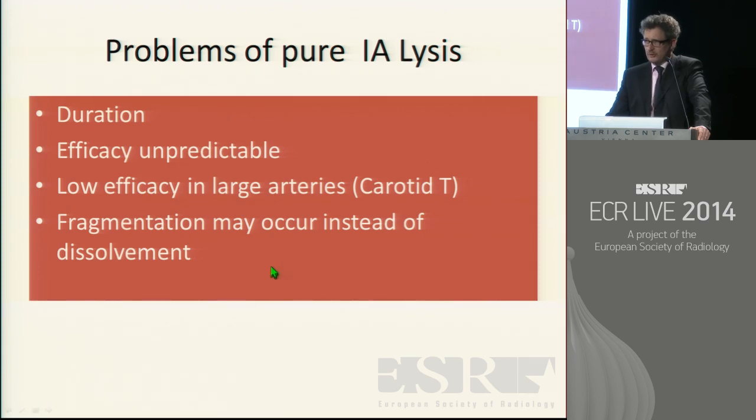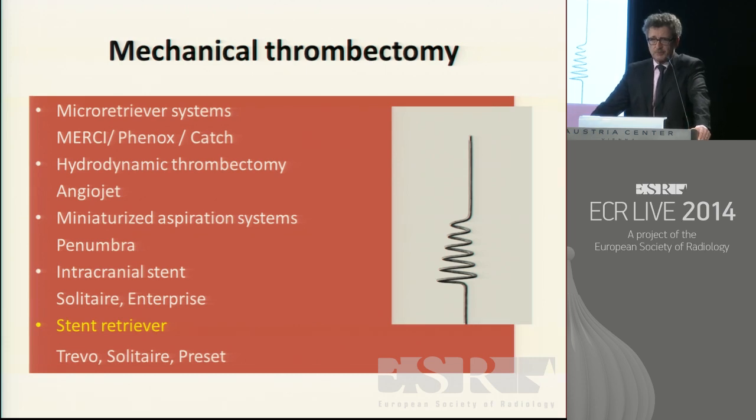And also, during thrombolysis, the thrombus may be fragmented, but not thrombolized. And fragmentation means that parts of the thrombus will embolize further downward into the cerebral arteries on a level where you can't reach them. So people thought about how to improve the situation, and there is a huge group of different instruments having been developed over time: micro-retriever systems, hydrodynamic thrombectomy, aspiration systems, intracranial stents to place on the thrombus, and we ended up, and this is the last development, with stent retrievers.